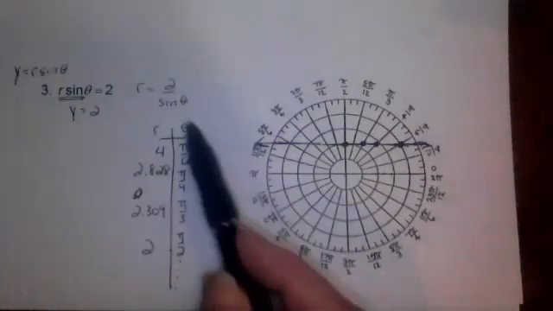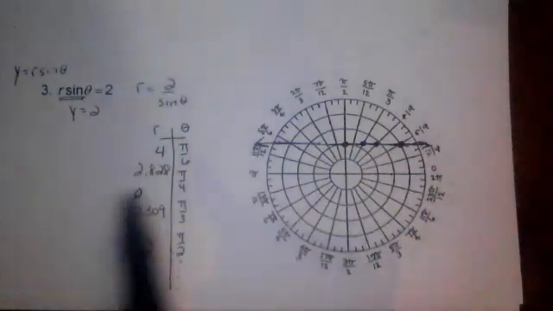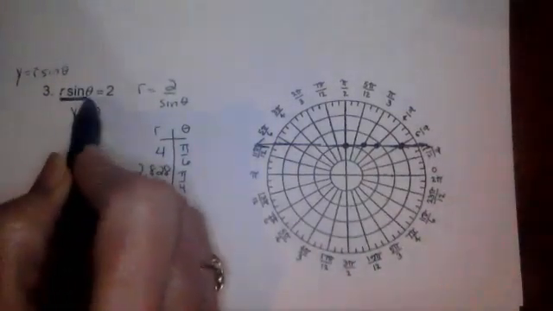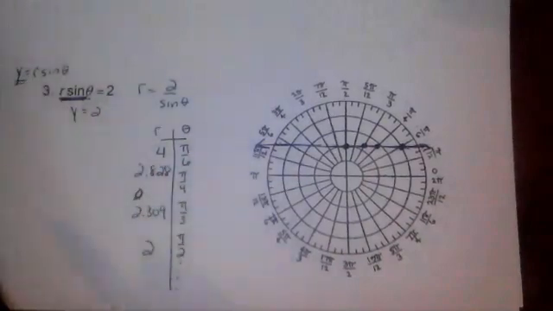You don't have to plot, you don't have to create the chart. All you have to do is recognize that r sine theta is y, and that y equals 2 would be my graph. Alright, horizontal line at y equals 2.